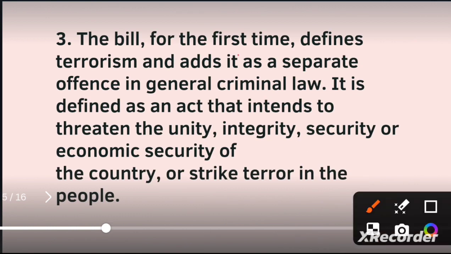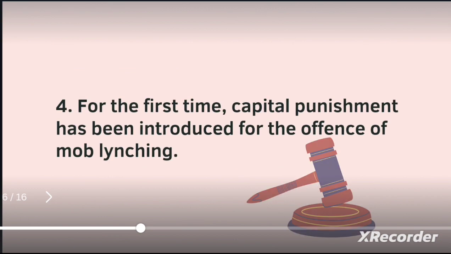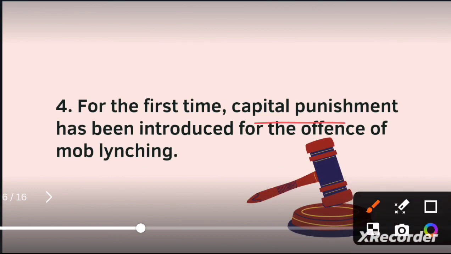The bill for the first time defines terrorism and adds it as a separate offence in general criminal law. It is defined as an act that intends to threaten the unity, integrity, and security or economic security of the country, or strike terror in the people. For the first time, capital punishment has been introduced for the offence of mob lynching.